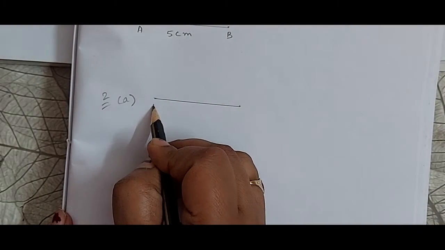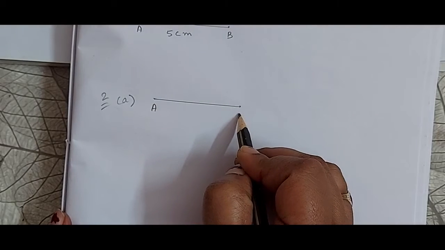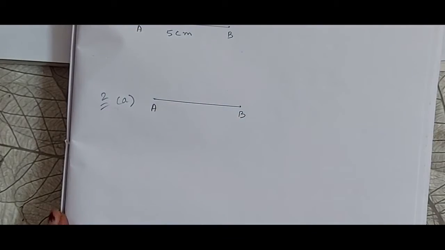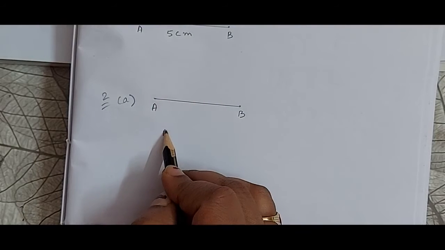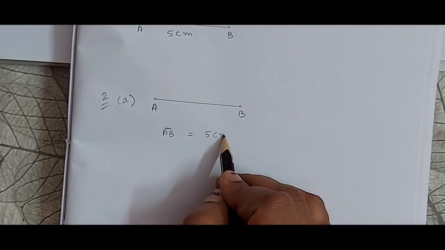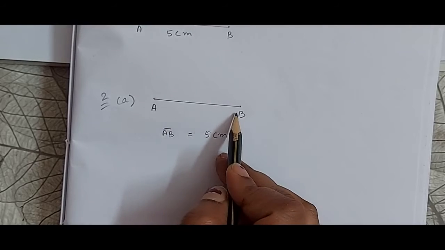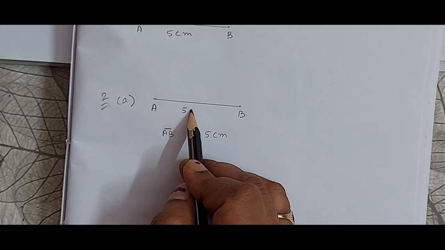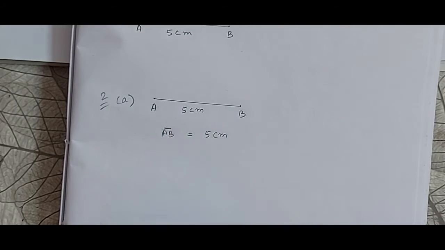Below the first point you write A. Below the second point you write B. So here you will write AB. This is a line segment, equal to 5 centimeter. Or you can write 5 centimeter below this line. No problem, both ways are correct. Okay, thank you children. Do the remaining questions yourself.